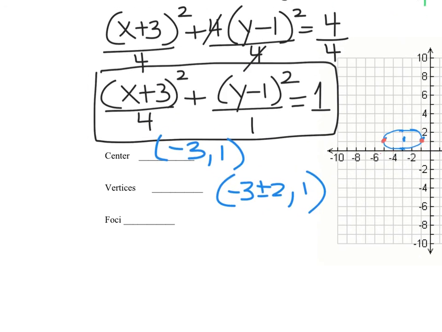Or you can do this. -3 plus 2 is -1, 1. -3 minus 2 is -5, 1. Whichever way you like to do it, okay?